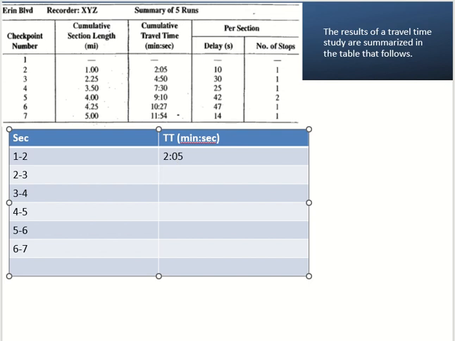Second one, you will subtract what? Tell me. 450 minus 2 minutes 5 seconds. How many? 2 minutes 45 seconds. 4 minus 2 is 2 and 50 minus 5 is 45. Clear? Any problem till here?